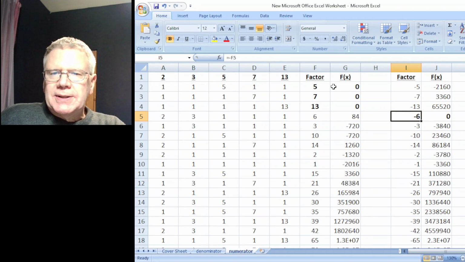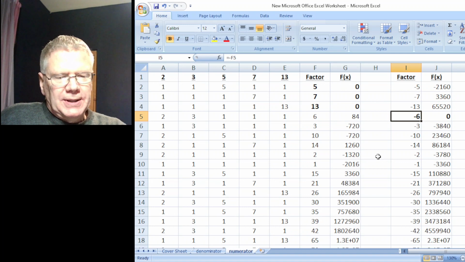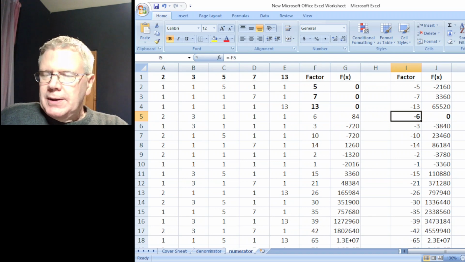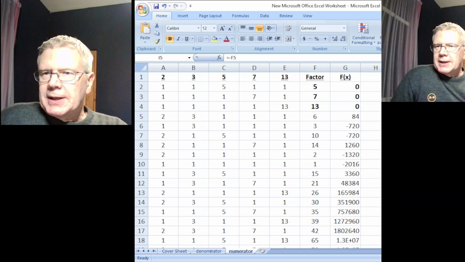Anyway, these are the factors of the numerator. We have 5, 7, 13, and -6. So let's go back and look at these.